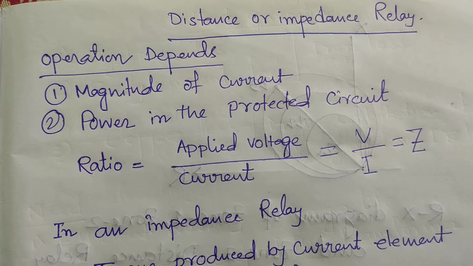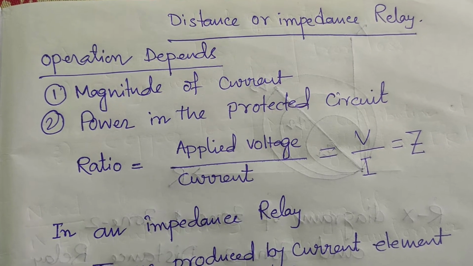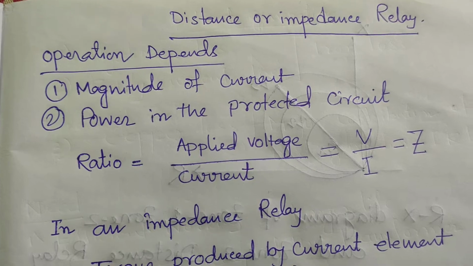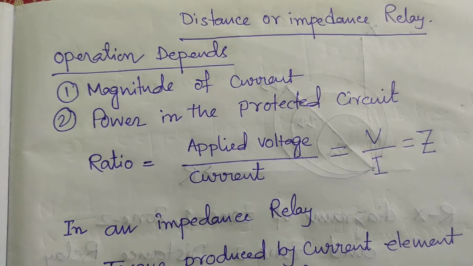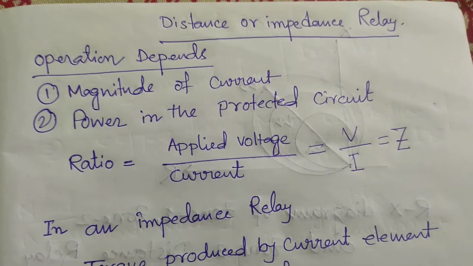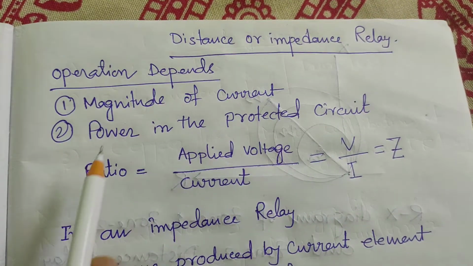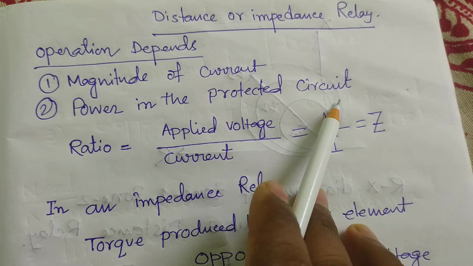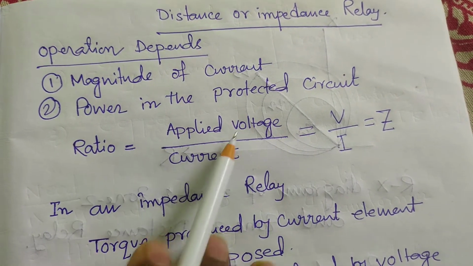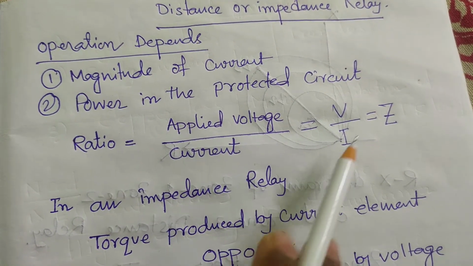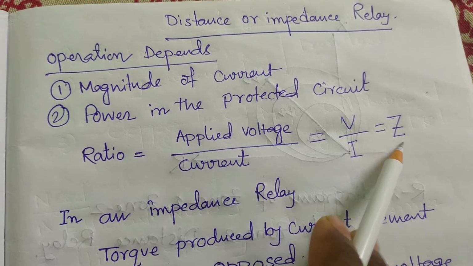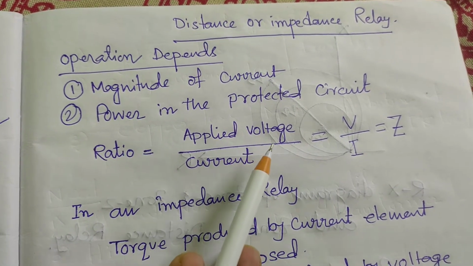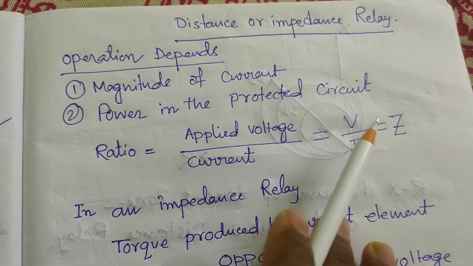Today my discussing topic is distance relay or impedance relay. The operation of the distance relay depends on the magnitude of the current and the power in the protected circuit. So the ratio of applied voltage by current, V by I, equals Z. Z is the impedance, V by I. This relay operates with the help of the impedance value.